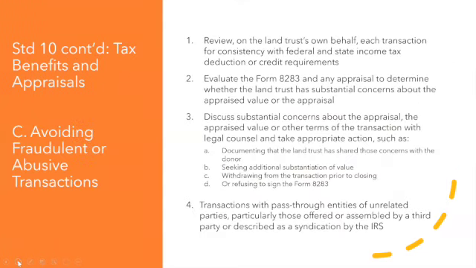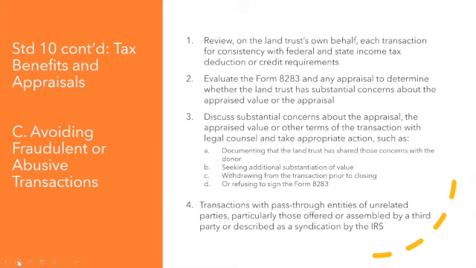As you can see in practice C, some suggested ways of addressing concerns about the Form 8283 include sharing concerns with the landowner. If you have a good relationship with the landowner, you might just say, hey, I'm not sure this is going to fly with the IRS. This is why. Seeking additional substantiation of value, so reaching out maybe to one's own appraiser, a different appraiser, to test out the assumptions that the landowner's appraiser has made. Withdrawing from the transaction if it hasn't closed yet, or simply refusing to sign the 8283.